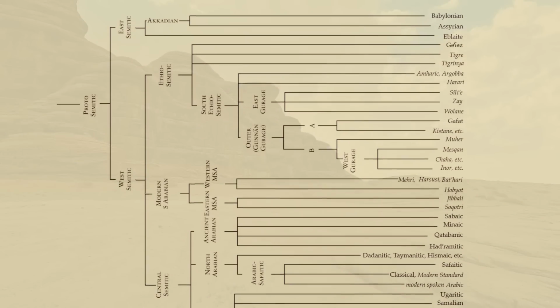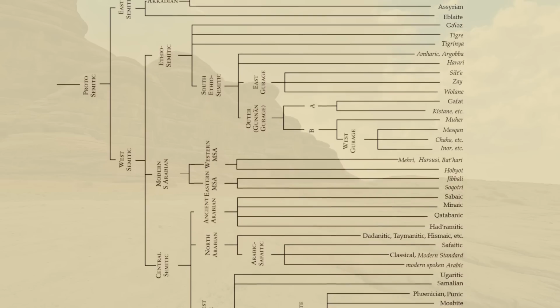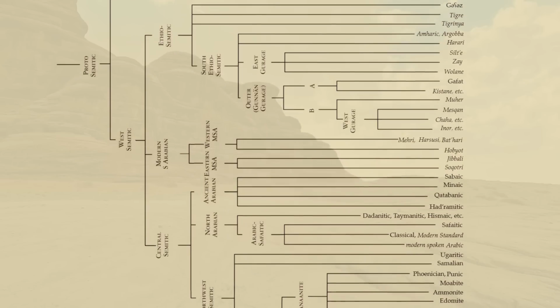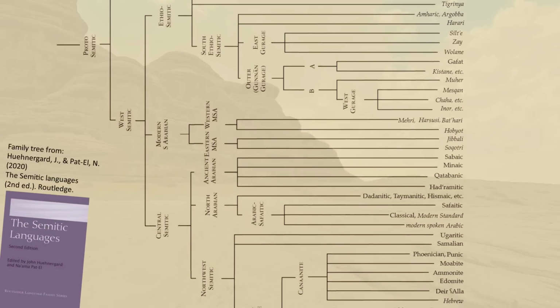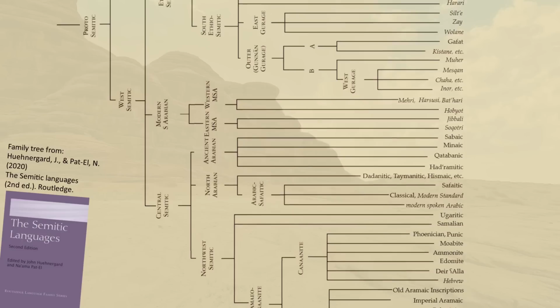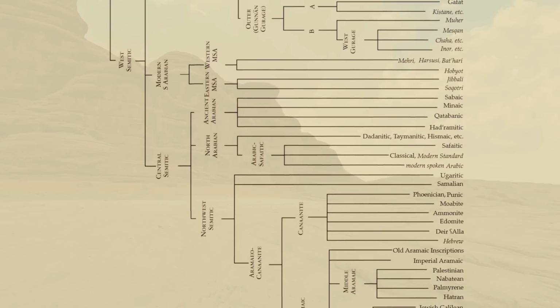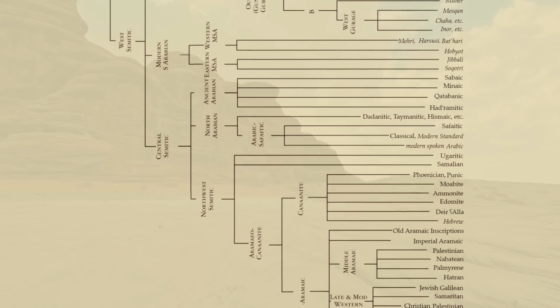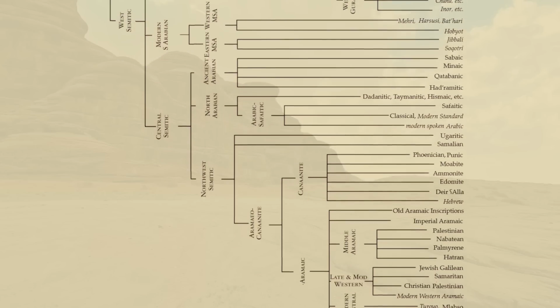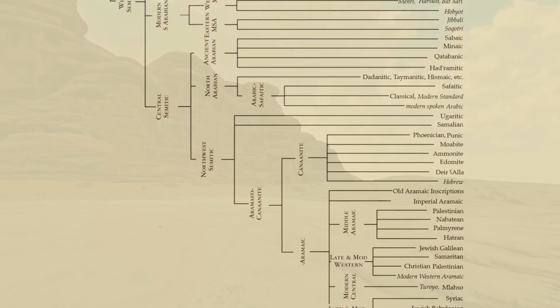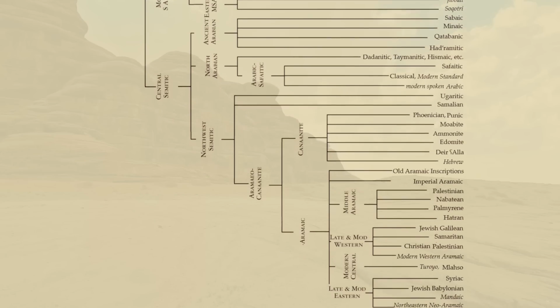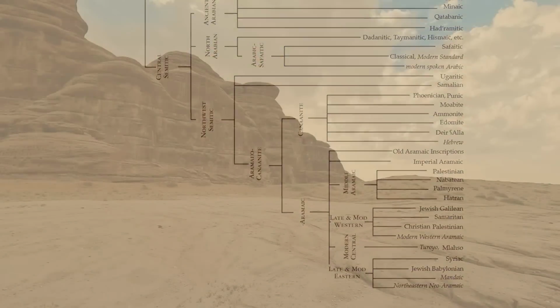The Semitic language family tree, filled with many illustrious names, is both large and complex. Think of a language family tree as a kind of historical map, showing how different languages are related and how they've branched out from common ancestors over time. To keep things clear and manageable, we'll be working with a simplified version today.